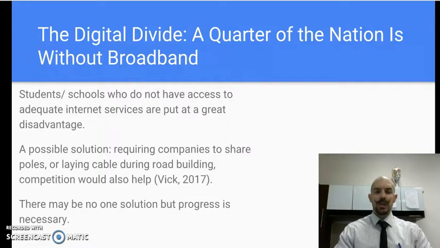One possible solution to this, as suggested by Vic, would be companies sharing communication hubs and points. So when they put in poles, the companies could share those. While cabling is being laid down, we could also treat internet and communications as part of the necessities that go along with electricity and water. And of course, building competition, helping to drive down the price of new technologies. Overall, there isn't one solution, but working together and blending solutions together creates progress, and that's what's needed, progress towards a solution.